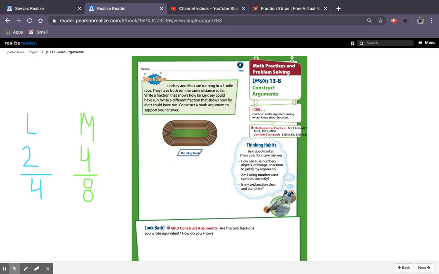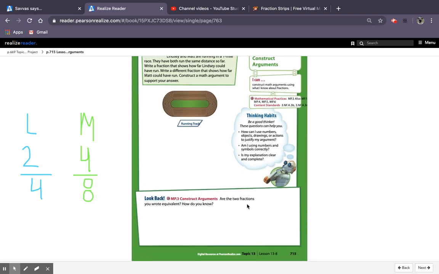And then, is my explanation clear and complete? I think that my explanation is clear and complete because I gave 3 reasons why I think that my answer is correct and to support my answer. So I feel like I gave all of those, and even if I had only given one explanation and one solid reason, that would be enough to say that yes, my explanation is clear and complete.